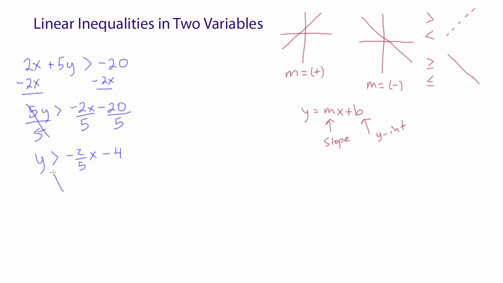So what do we got? We got greater than, meaning a dashed line, right? We have a dashed line. What else? The slope, right? The slope is negative, okay? And then we have a y-intercept of what? -4. Okay, so let's sketch it.